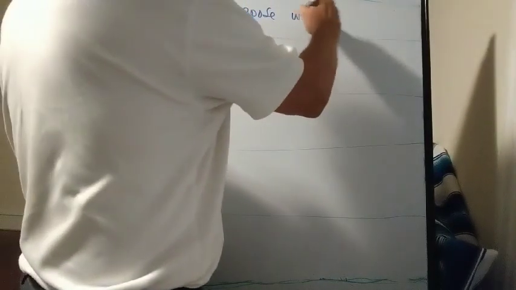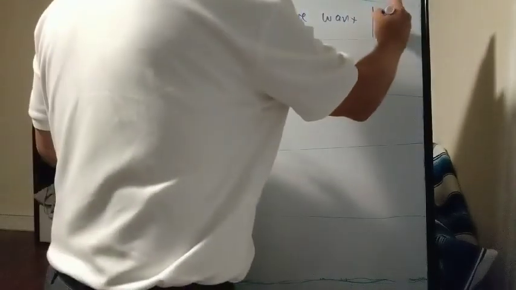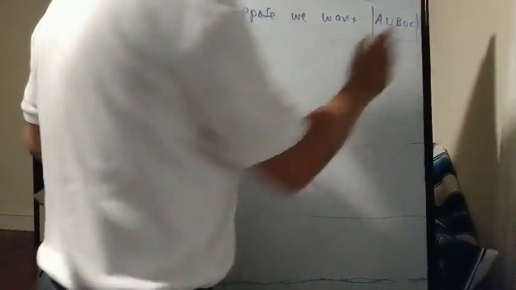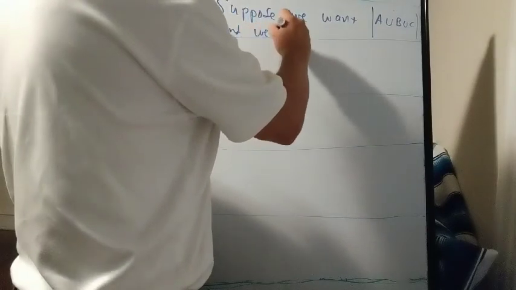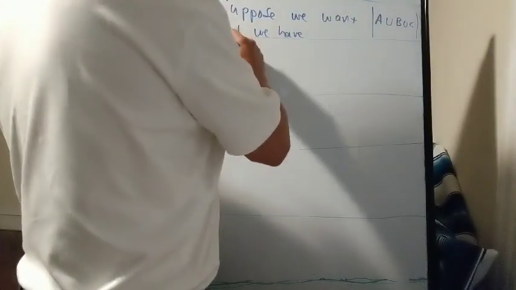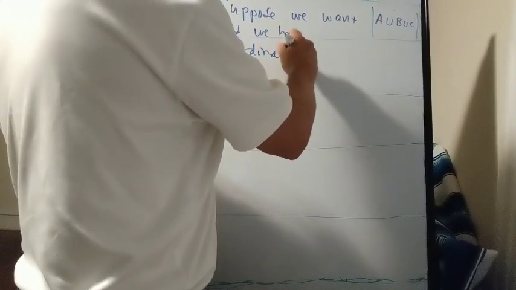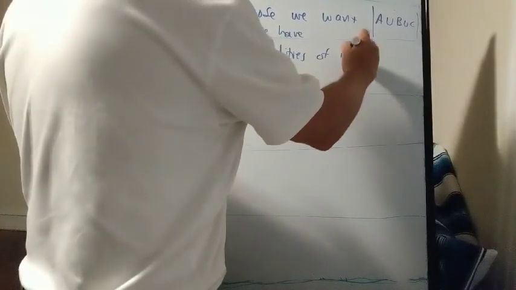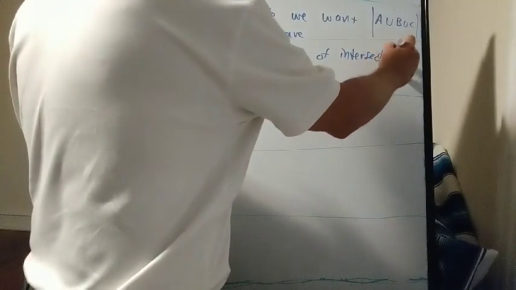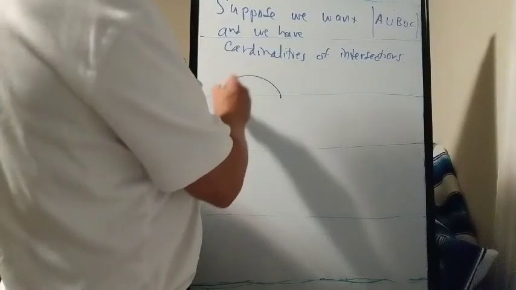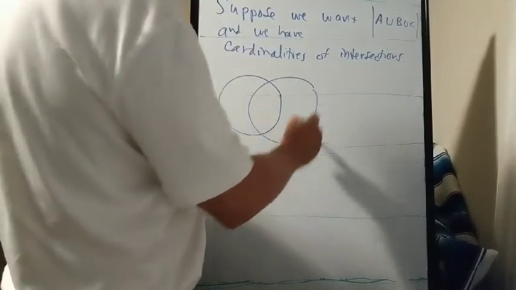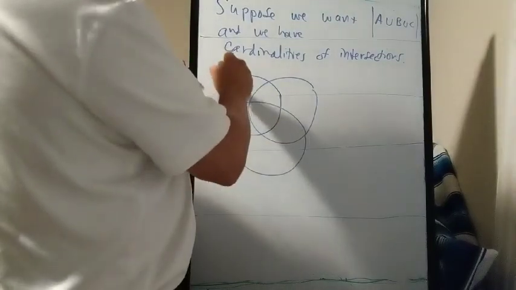Let's suppose we want the cardinality of A union B union C, where these are all sets, and we have cardinalities of intersections. Let's draw a picture of this. So we want the union.